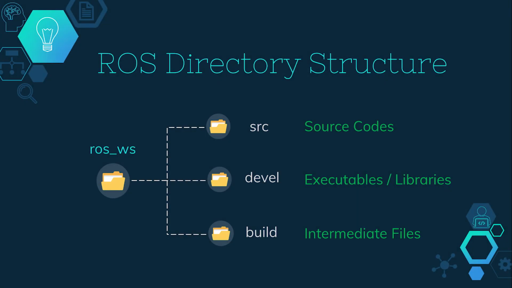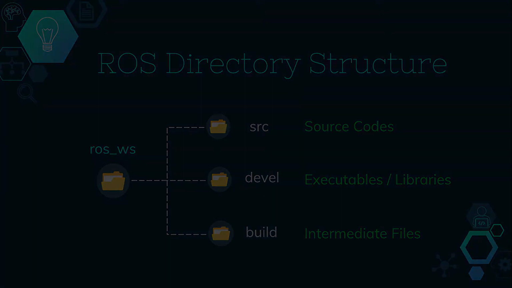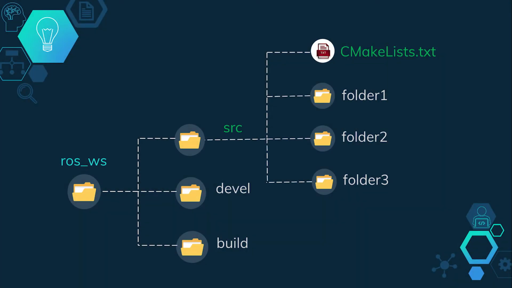Hello, in the last lecture, we saw that all the source codes are kept inside the SRC folder. Inside a typical SRC folder of any workspace, we have a CMakeLists.txt file that was created when we executed the catkin_make command. Apart from this file, we also keep some other folders in this directory to contain the source codes and supporting files of different projects. These folders are also called packages in ROS.